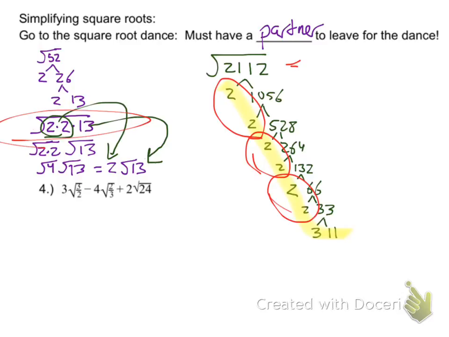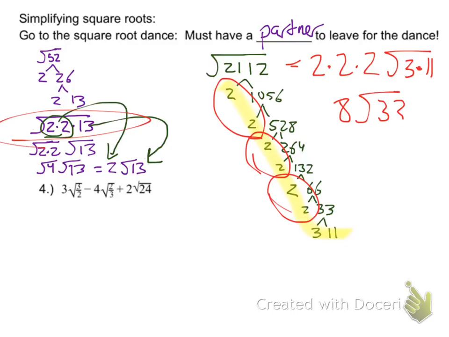How many 2s are going? Not 6. 3 pairs. So therefore, I have a 2 times 2 times 2 square root of 3 times 11. That's what it would look like, and then I clean it up. 2 times 2 times 2? 8 square root of 33.